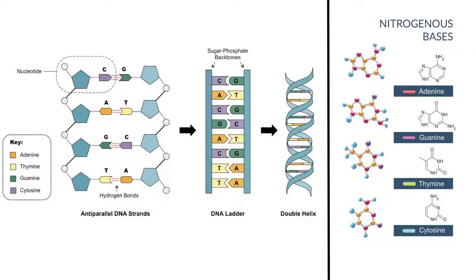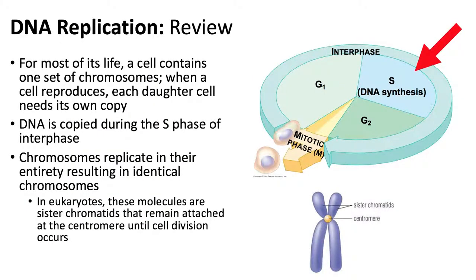Now that we reviewed the structure of DNA, let's look at DNA replication and why it's even important. For most of its life, a cell has one copy, one set of its chromosomes. However, when the cell is getting ready to divide, it needs to make a copy of all of its DNA because each daughter cell needs its own DNA.